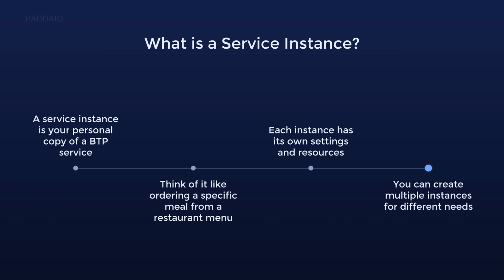You can create multiple instances for different needs. This means a single service can be configured in various ways for separate tasks. For example, use one SAP HANA Cloud instance for production data and another for testing new features. This flexibility allows you to tailor each instance precisely to its specific purpose.